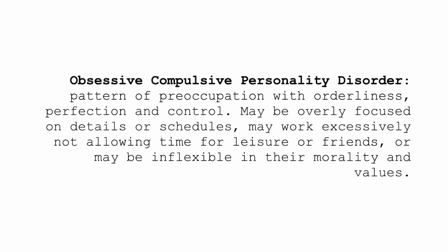And lastly, the last personality disorder of cluster C is the obsessive-compulsive personality disorder. Those with this disorder may show a pattern of preoccupation with orderliness, perfection, and control, may be overly focused on details or schedules, may work excessively, not allowing time for leisure or friends, or may be inflexible in their morality and values. And once again, it is not the same as OCD. OCPD reflects more on the person and the personality as opposed to their actions, like OCD does.